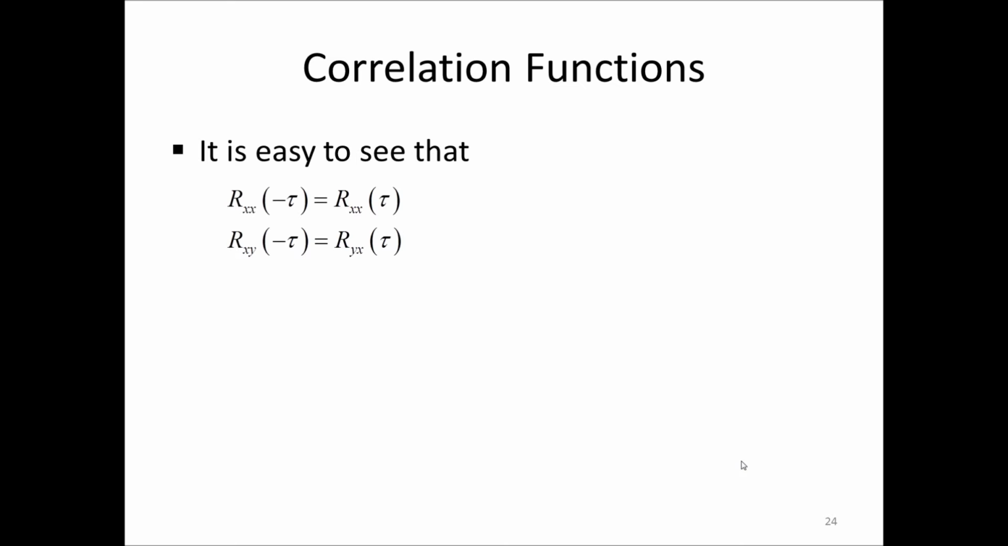A few other things about correlation functions is that it's easy to see that the autocorrelation function is of course an even function. So R sub xx of minus tau equals R sub xx of plus tau. Also, if you shift the two signals x and y, the cross correlation will be mirrored.